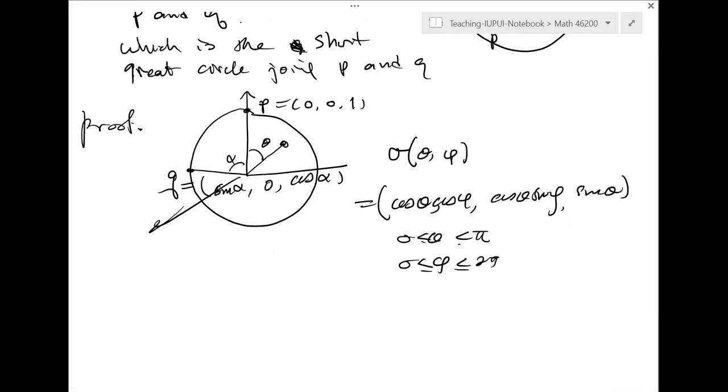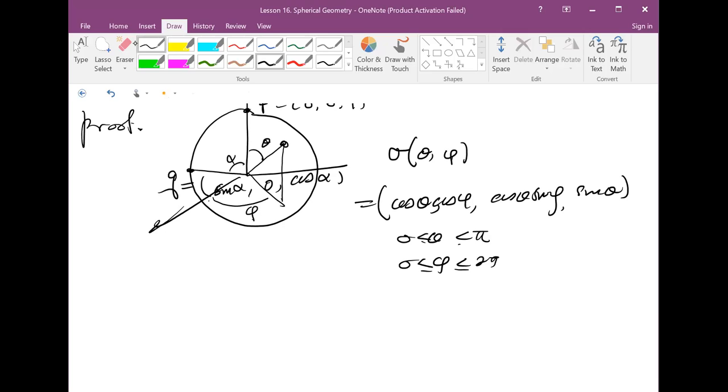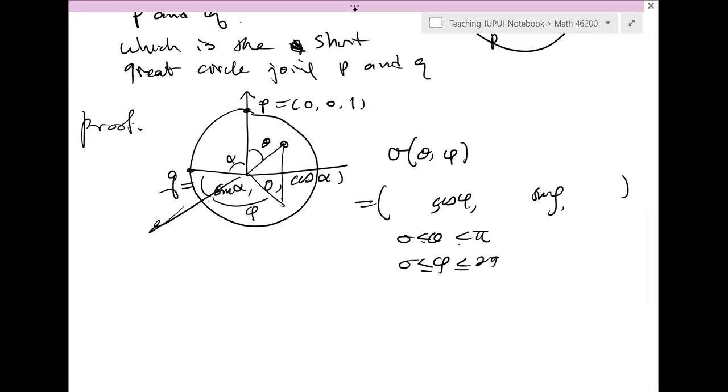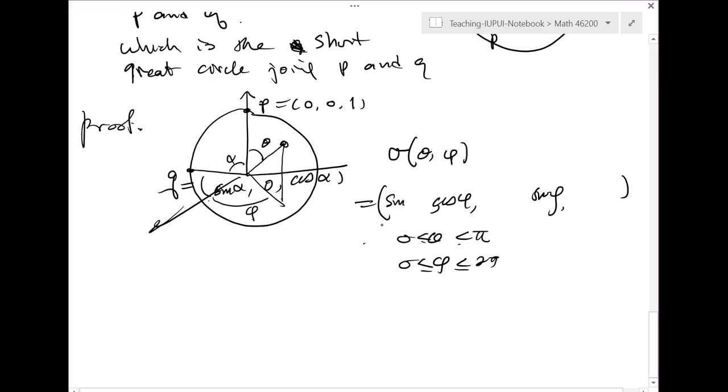And then you project it here, then you have an angle phi. So angle phi is from 0 to 2 pi, and the sine theta, come on, this should be sine theta, cosine theta. Let me check. Yeah, I think this should be sine theta, and the third component is cosine. So I'll switch. Yeah, this should be sine theta, sine theta, cosine theta.